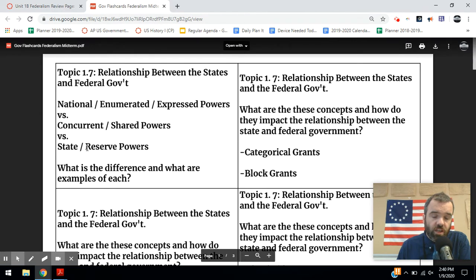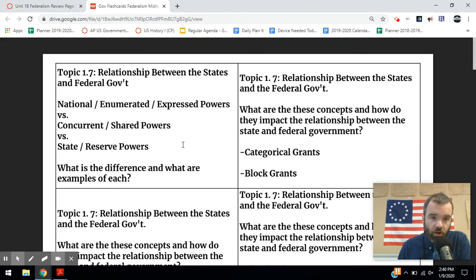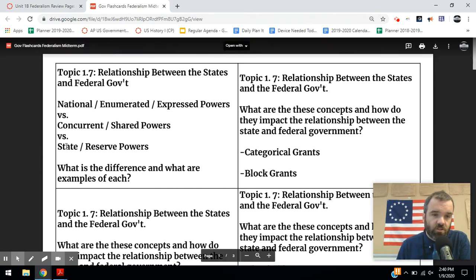And then often state powers are also referred to as reserve powers, and that's a term that's derived from the 10th Amendment, which says that powers not given to the state governments are reserved to the states. The powers not given to the national government are reserved to the states.